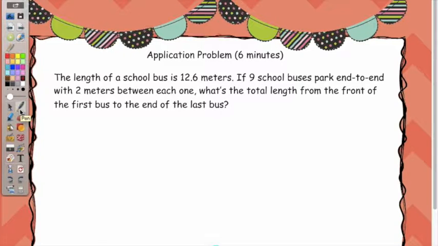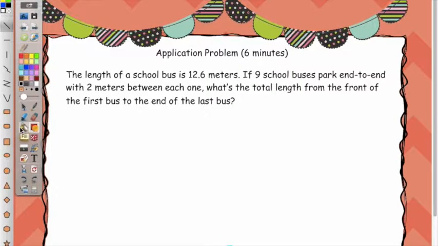Problem, and then we'll talk through it. The length of a school bus is 12.6 meters. If 9 school buses park end to end with 2 meters between each one, what's the total length from the front of the first bus to the end of the last bus? Now you have a tape diagram, correct? I already know what to do.